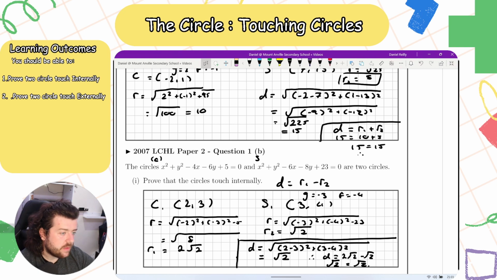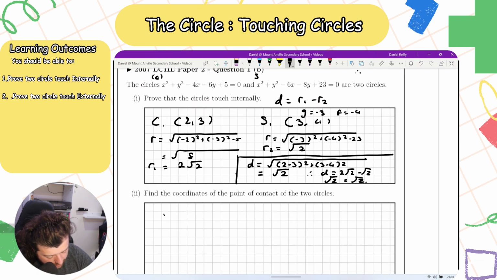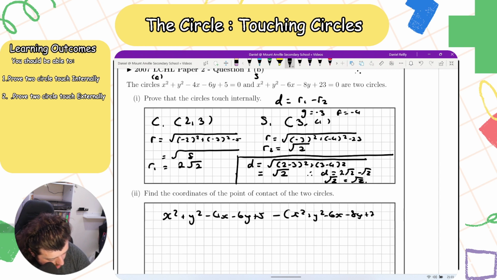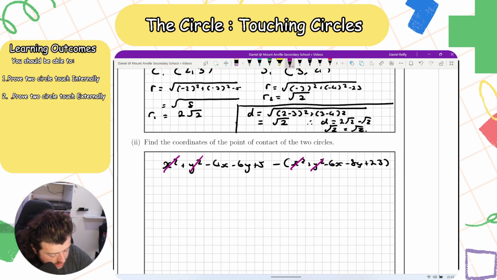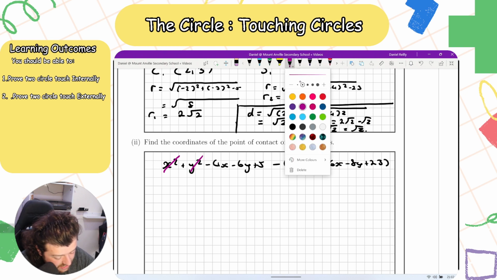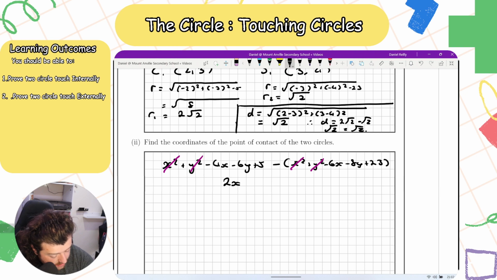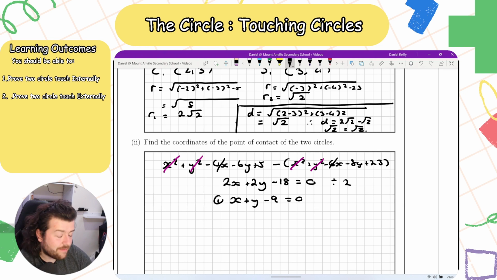So let's subtract now. So x squared plus y squared minus 4x minus 6y plus 5, minus x squared plus y squared minus 6x minus 8y plus 23. X squared minus x squared, y squared minus y squared, minus 4x minus negative 6x, that's going to be minus 4x plus 6x, which is 2x. Minus 6y minus negative 8y, so it'll be minus 6y plus 8y, which is plus 2y. Then 5 minus 23, which is equal to minus 18. And I notice I can divide across here by 2. So x plus y minus 9 equals 0. So that is my equation of my common tangent.